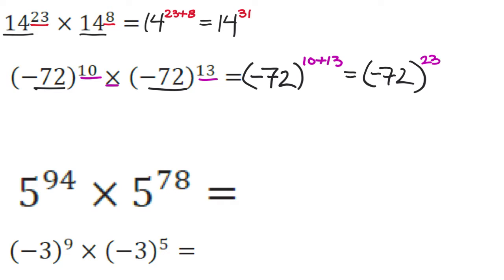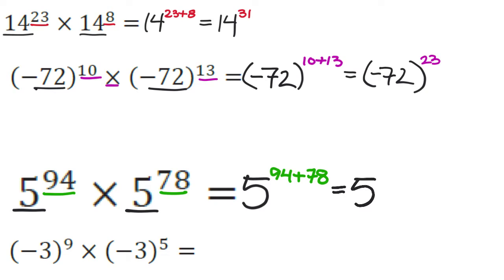And then the same thing with the base 5s. Here I got base 5 and base 5, so my answer will be base 5, but I'm going to take those exponents of 94 and 78, and I'm just going to add these together. Well, let's go and add those together then. So I got my same base 5, but 94 plus 78 is 172. So it ends up being 5 to the power of 172. Very, very big number. And so in exponential form, it's a lot easier to deal with.